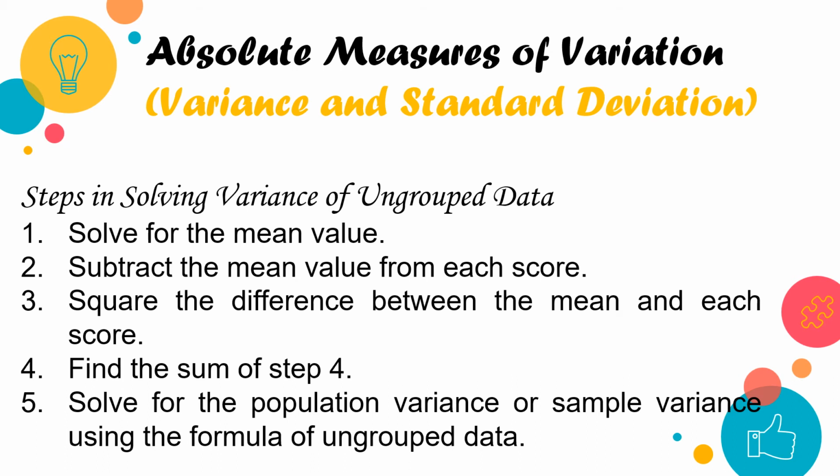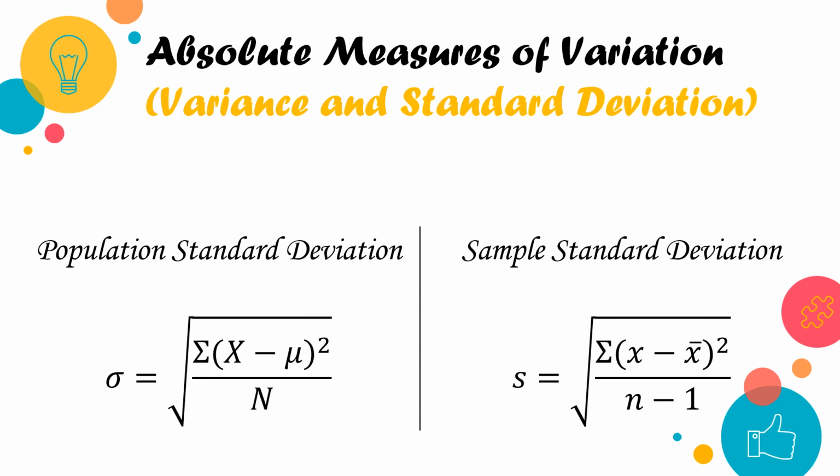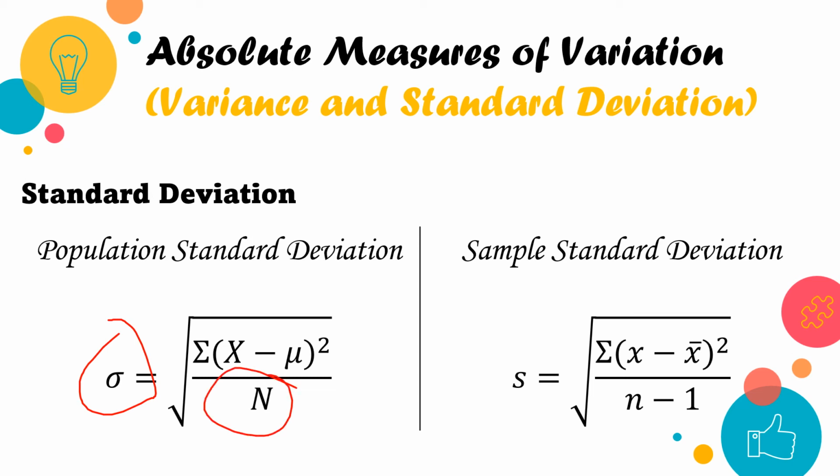Now, please don't forget the variance for ungrouped data. Now, let's look at the different formulas for your standard deviation. Once again, for population and sample, may iba't ibang notations tayo. This is for population and this is for sample. Please do not forget the different variables. Ito yun siya. This one also is different, ibang iba. And this one, of course, that one. Okay, so that's for standard deviation.